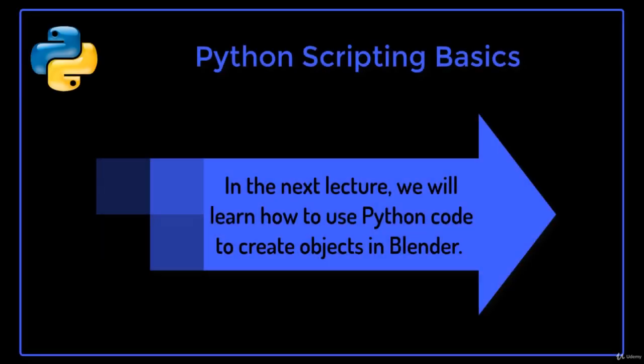Imagine spending hours modeling a detailed mesh, and then grabbing the Python code from here, and running it, to recreate the mesh entirely from code. The text editor is more like we are used to in PyCharm, where code is run as a script rather than line by line. We are going to work with the text editor in the next lecture. In the next lecture, we will learn how to use Python code to create objects in Blender.